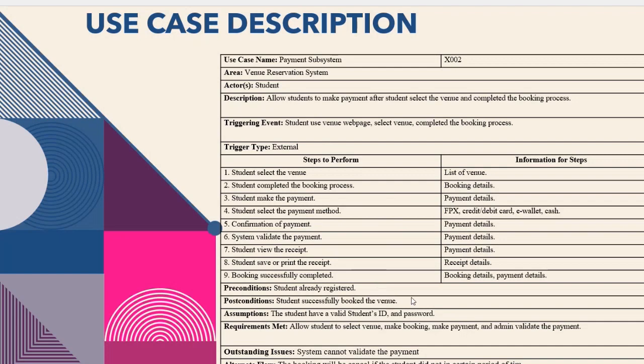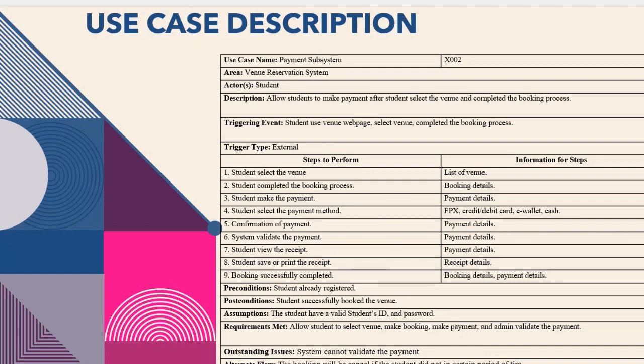Okay, for the precondition, the student is already registered, and the post condition is the student successfully makes the booking. The assumption is the student has a valid ID and valid password. The requirement is it allows the student to make the booking and make the payment, and then the system will validate the payment. For the outstanding issue, the system can validate. And the alternate flow is the booking is cancelled if the student does not pay within a certain period of time.